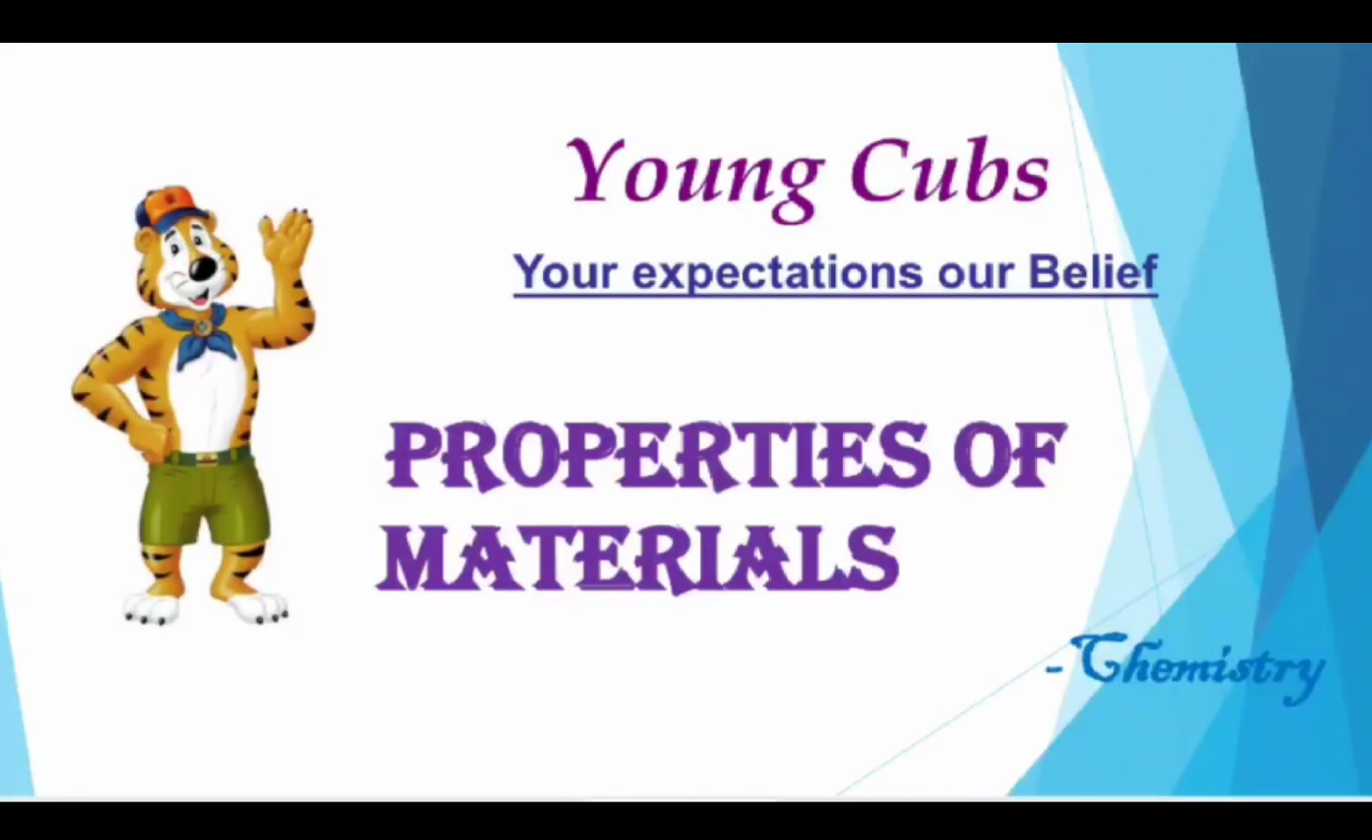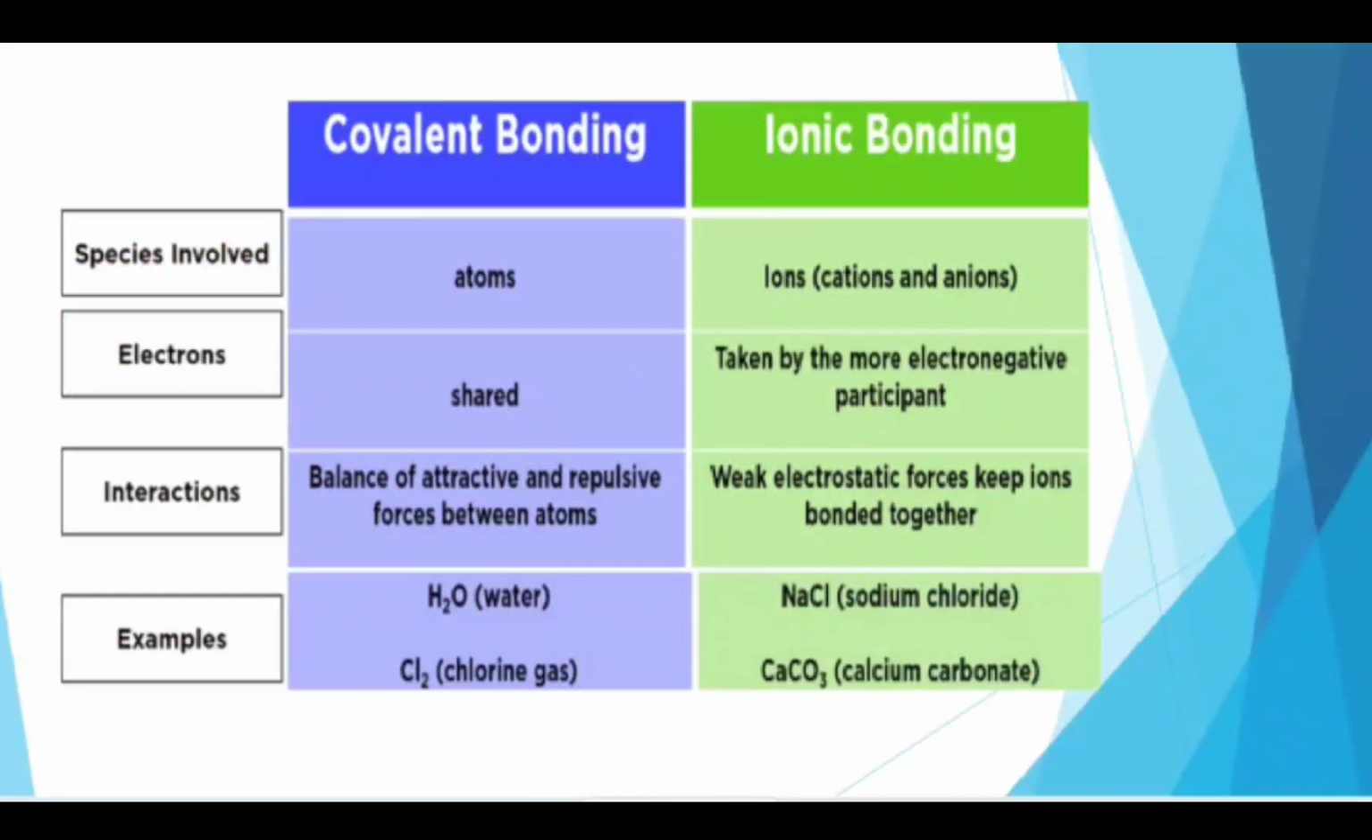We are continuing the chapter of properties of materials, and today is the fifth session and the last session for this chapter. Yesterday, children, we had spoken about ionic bonds and covalent bonds. Let's take a quick recap of the differentiation between covalent bonds and ionic bonds.